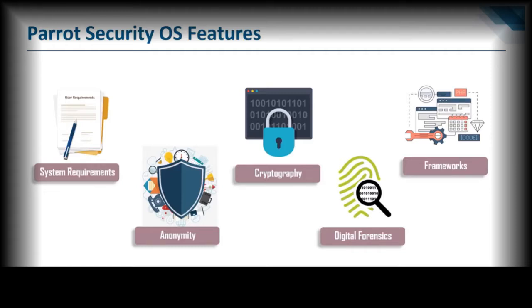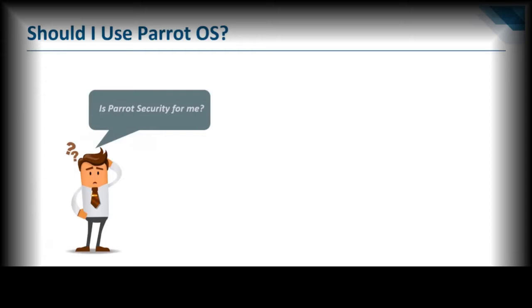So guys, these are a few features of Parrot OS. So basically, Parrot operating system supports anonymity. It offers different kinds of cryptography tools. It also supports forensic mode, and it also provides the opportunity to develop frameworks for embedded systems and many other amazing features. Moving on, before you go ahead and use Parrot OS, there are some important considerations that you need to take a look at.